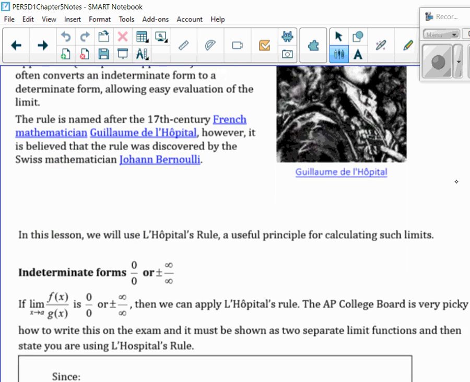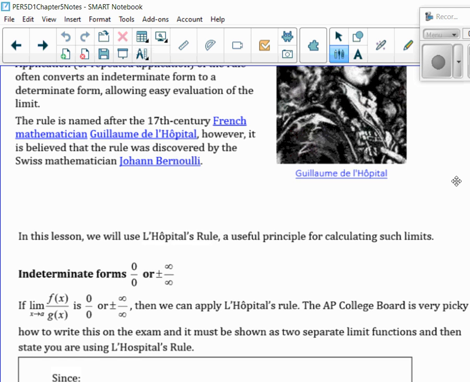So the rule is named after a French mathematician. Who's French here? Guillaume de L'Hopital. However, it's believed that the rule was actually discovered by Swiss mathematician Johann Bernoulli. So it's kind of like the debate of who discovered calculus, Newton or Leibniz. But anyways, we're going to use L'Hopital's rule. Some people have already seen the term L'Hopital before on a meme somewhere.